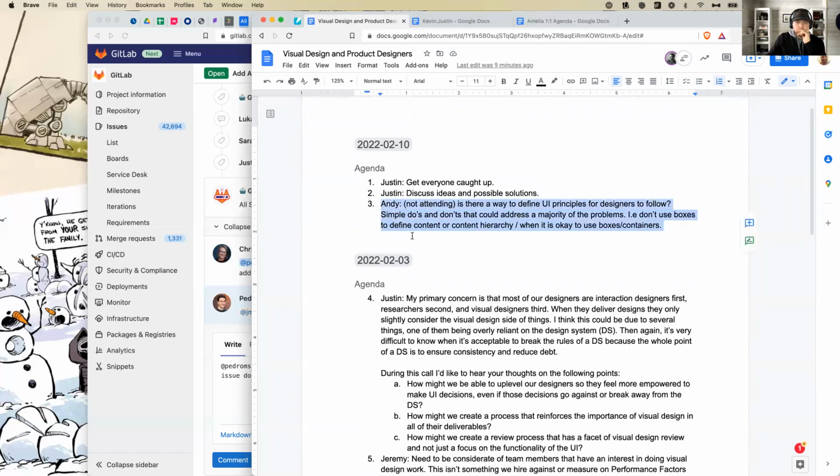So going to Andy's question, which we briefly alluded to: is there any way to put together or define UI principles for designers to follow? Simple do's and don'ts that could address a majority of the problems, i.e. don't use boxes to define context or content hierarchy when it is okay to use boxes or containers.